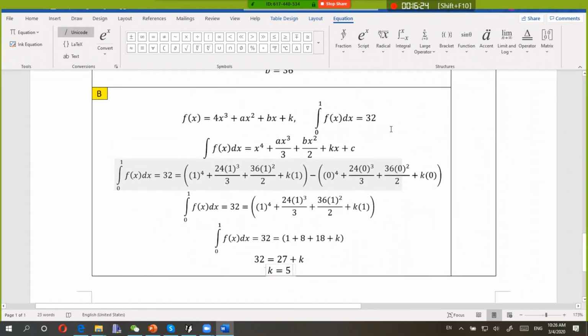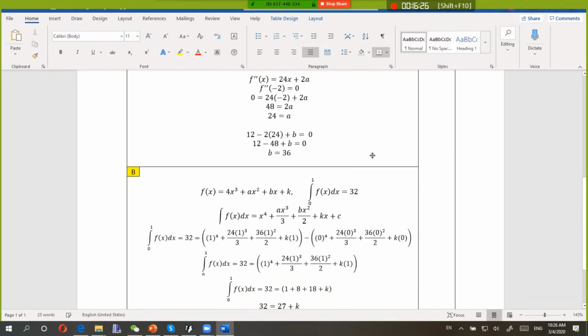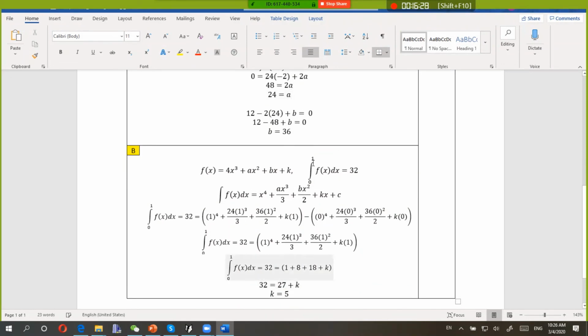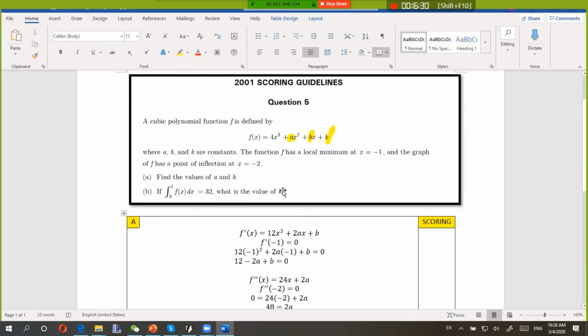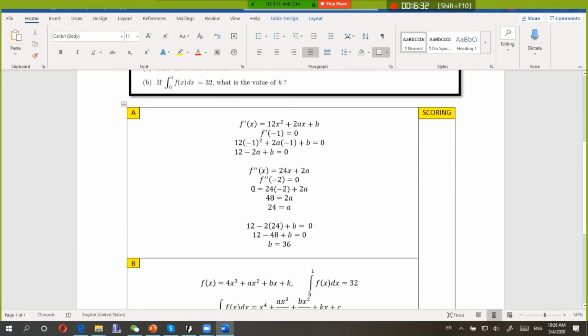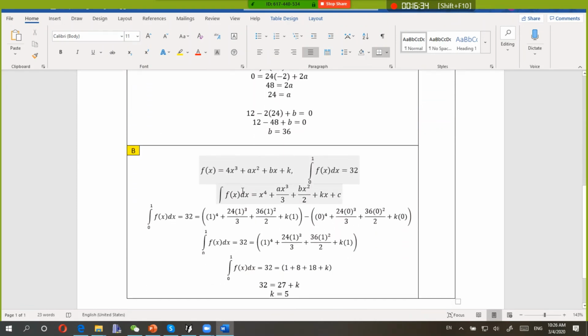Okay, I'm going to zoom out here. So that gave us A, B, and K. Is there anything else we need to do for B? Nope. Okay, any questions on anything we did for A or B? No. Okay, I'm going to check our scoring guides really quick.